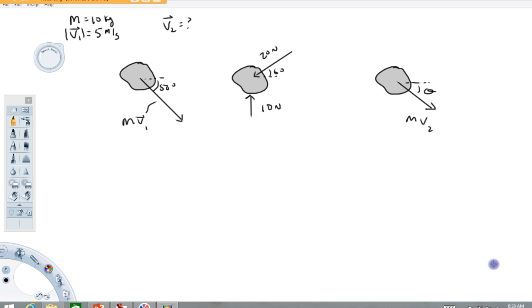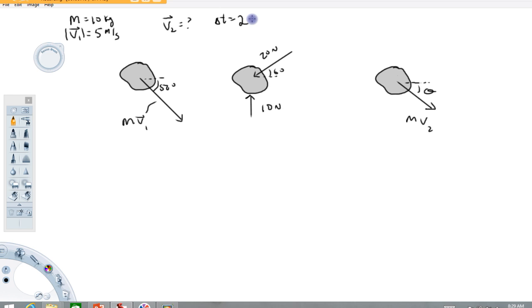So what we're looking at here, we've got this object which is traveling at 5 meters per second at a 50-degree angle clockwise from the positive x-axis. We're going to imagine that it's then acted upon by the following forces: this 20 Newton force acting at a 60-degree angle and this 10 Newton force acting up. We're going to imagine that these forces act over a time frame of 2 seconds.